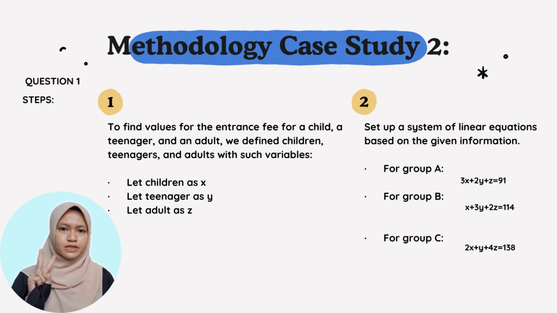Step number 2, set up a system of linear equations based on the given information. First, for group A, 3x plus 2y plus z equals 91. For group B, we get x plus 3y plus 2z equals 114. And the equation for group C, 2x plus y plus 4z equals 138.